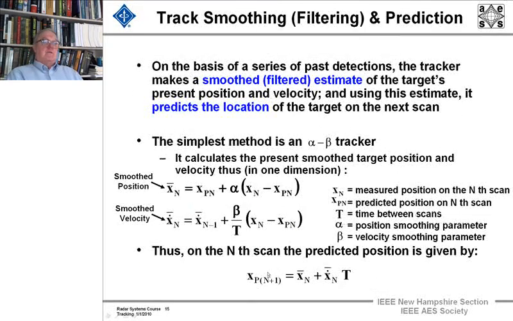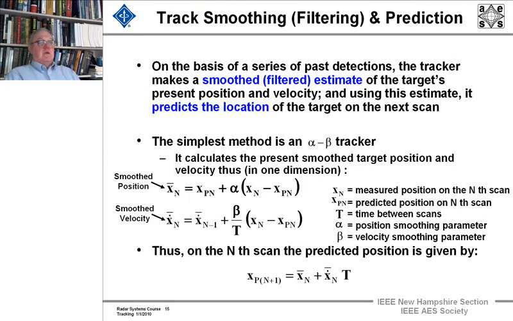Now, I've alluded several times to how we get the best filtered estimates of a target's present position and velocity. Where is it now, really, from the history? And using this estimate, predict the location on the next scan. The simplest method that's used is what's known as an alpha-beta tracker.